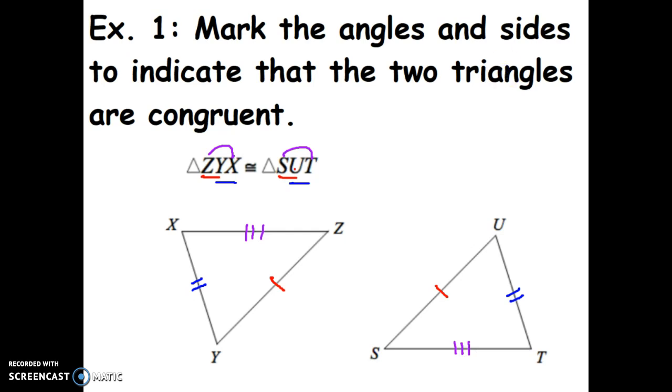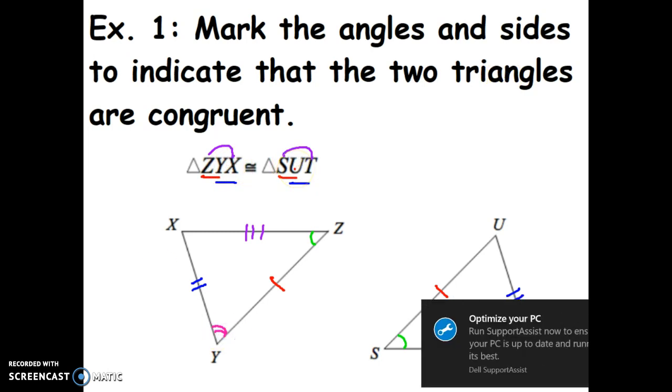Now we've indicated the corresponding sides. Now we need to indicate the corresponding angles. So again, you'll look at your congruent statement. So the first letter for this triangle is Z. The first letter for this triangle is S. So because they're first, we're going to use 1 angle arc. So 1 angle arc for Z, 1 angle arc for S. Y is our second, U is our second, so we'll use 2.